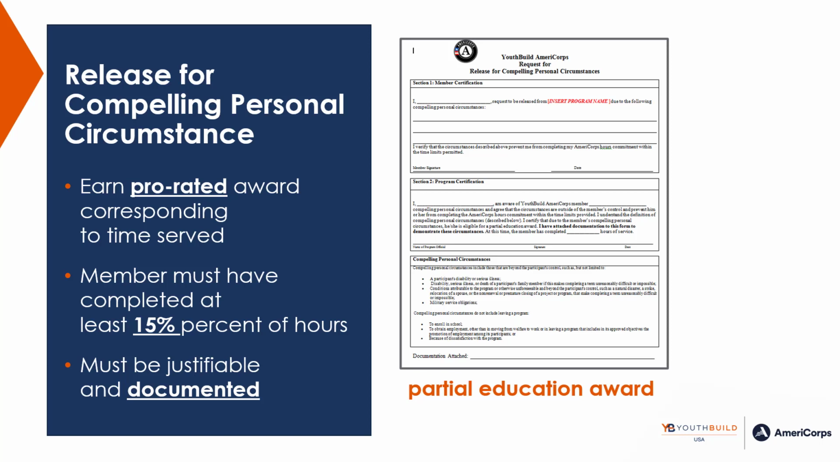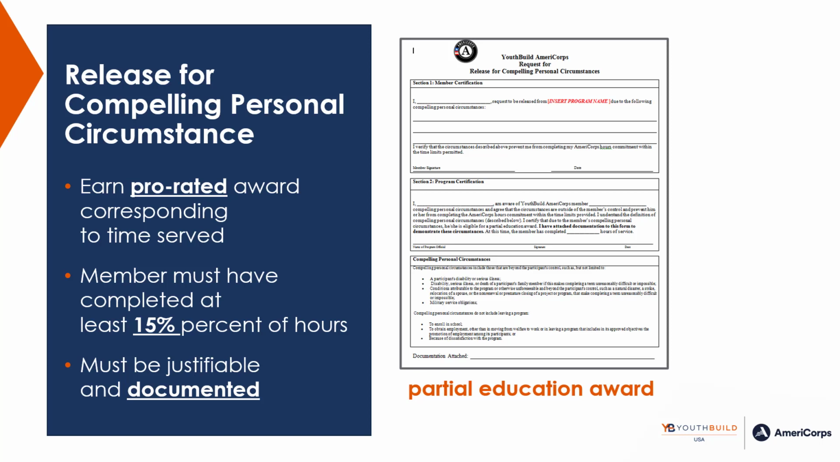Similar to exits for employment, for compelling personal circumstances, members can be exited early and earn a partial prorated education award that corresponds to the hours they did earn. Different here, however, the threshold for qualifying for this type of exit is lower. Members can be eligible for this type of exit once they have earned only 15% of their AmeriCorps hours. But as mentioned on the last slide, as with all early exits, these must be justifiable and documented.